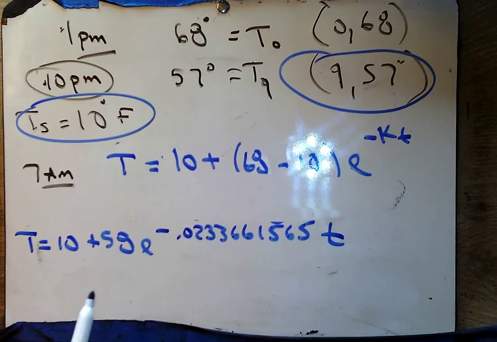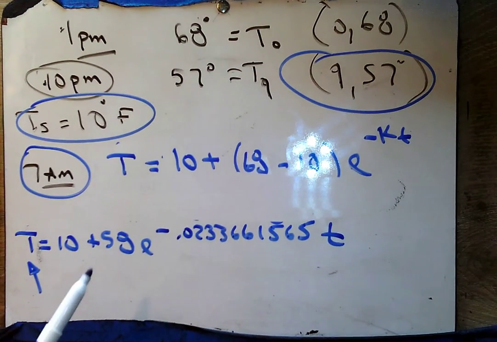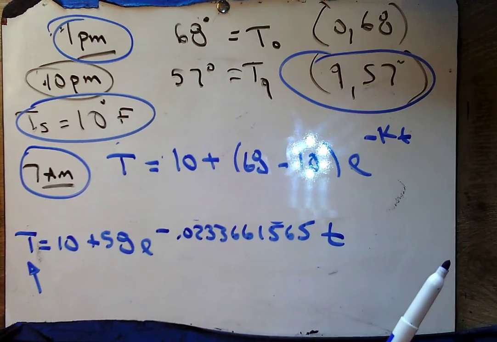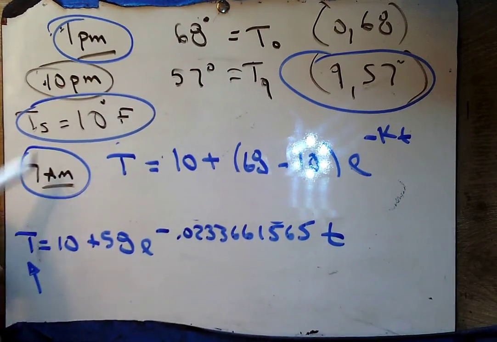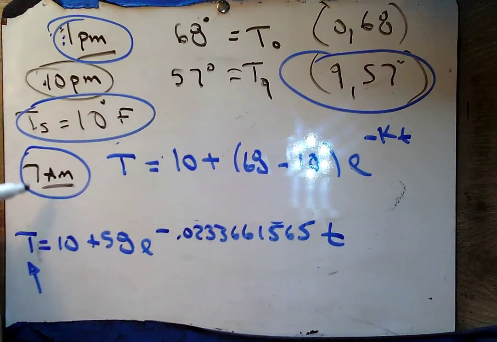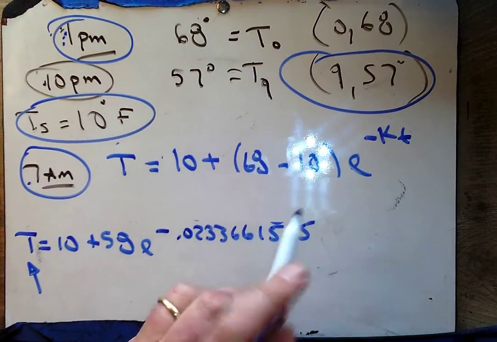All right. There's our model. And what does my mom want to know? My mom wants to know at 7 a.m., what's the temperature going to be? Well, we know that time equals 0 is 1 p.m. So 1 p.m. to 1 a.m., 12 hours. 1 a.m. to 7 a.m., 6 hours. So 12 hours plus those 6 more hours, I got 18 hours. So I'm plugging in 18 here.